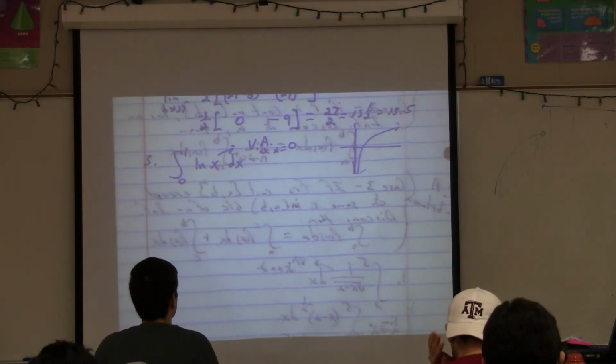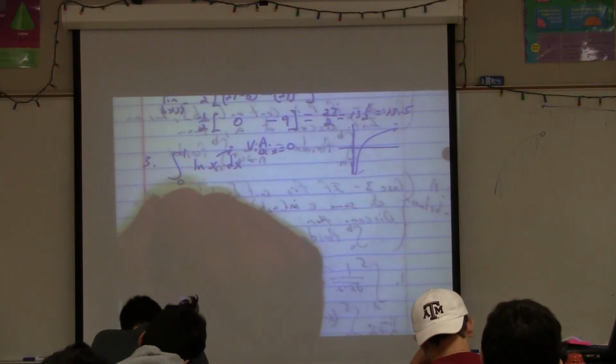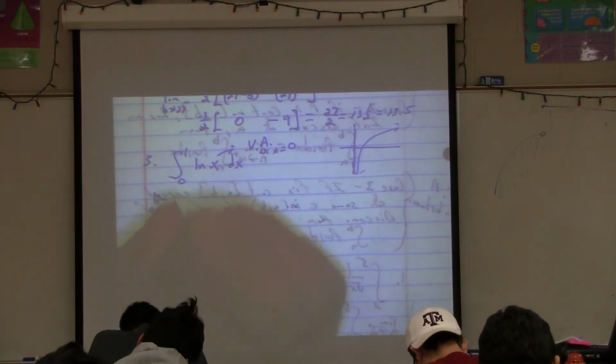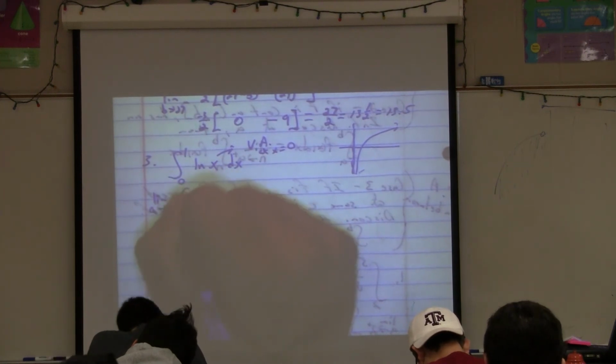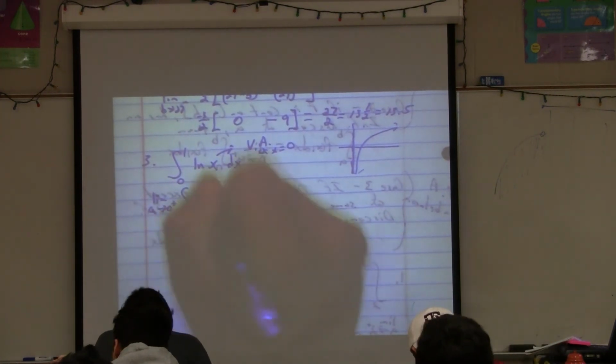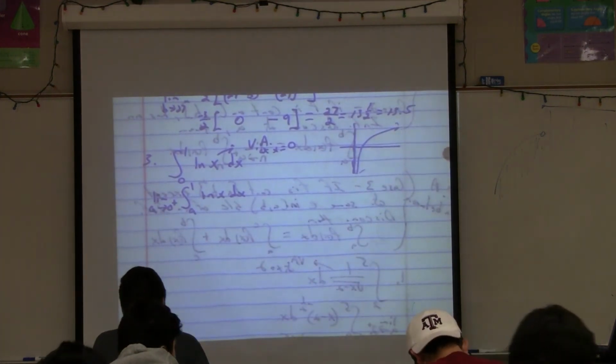How could we do this guy? The limit as a approaches 0 from the right of the integral from a to 1 of ln of x dx. Oh, you were jumping ahead already.